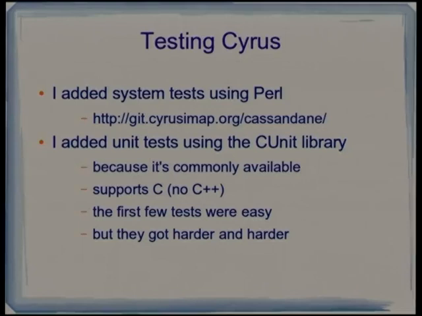So I started adding tests. I added system tests. I added unit tests. And for my unit tests I was using the CUnit library because it's out there. It's available. I could just download it. It was actually a package on Debian. And it supports C, and it only supports C.